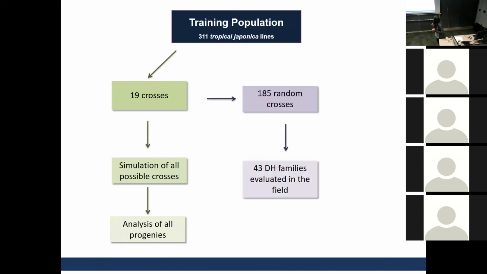Then we also performed 185 random crosses between these 19 families, trying to cross individuals from different families. The F1 from these crosses was sent to Louisiana for double haploid development, where we could only obtain 43 double haploids out of 185 F1 seed. All these families were then sent to Uruguay for field evaluation.